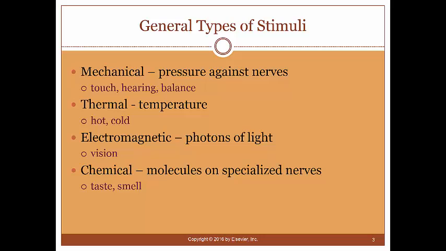We have thermal, which is temperature, which is simply being able to feel hot and cold. We have electromagnetic, which is actually looking at photons of light, such as you do with vision by looking out of your eyes. And then we have chemicals, and so this is actually molecules that land on specialized nerves that can sense what those molecules are, and these are things like taste and smell.